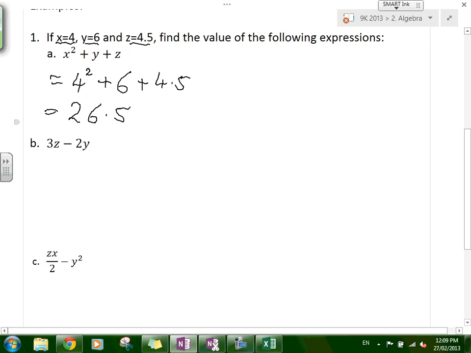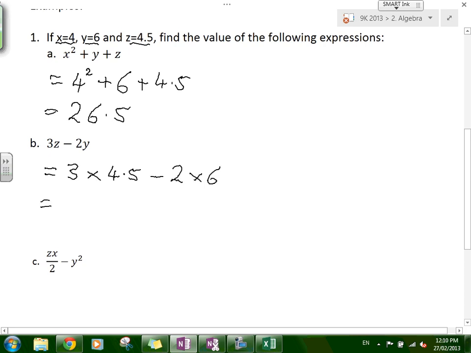Okay. Now the next one is 3z minus 2y. So what it's saying is multiply z by 3 and then take away 2 lots of y. So this would equal, instead of writing z, we have to write 3 times, what is z in this case? 4.5. Substitute it in. And then we take away 2 times what? 6, because y is 6.